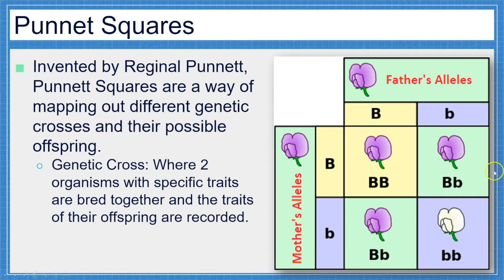Now, this doesn't mean that if these two parents have 4 kids, you will get one of each kind. It just tells you that they have a 1 in 4 chance of getting big B, big B, a 2 in 4, or 1 in 2, a 50% chance of getting big B, little b, and a 1 in 4, or 25% chance of getting little b, little b. So every time they have a kid, these are the possible outcomes for that kid. So that's what a Punnett square is.